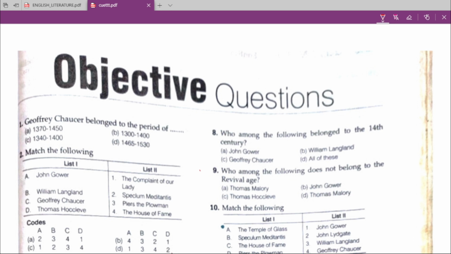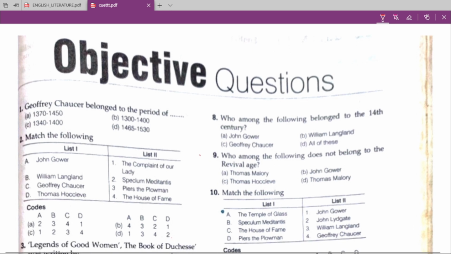So here is the first question from this PDF. Question number 1: Geoffrey Chaucer belonged to the period of 1370 to 1450, 1300 to 1400, 1340 to 1400, or 1465 to 1530. So Geoffrey Chaucer belonged to the period of 1340 to 1400. C is the right option.